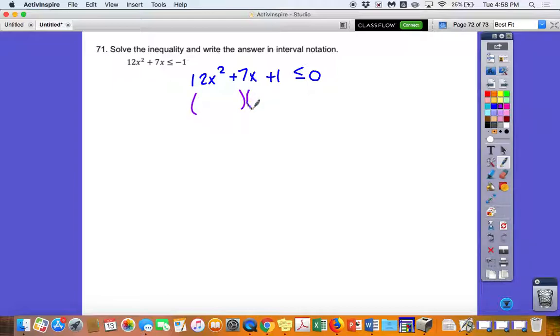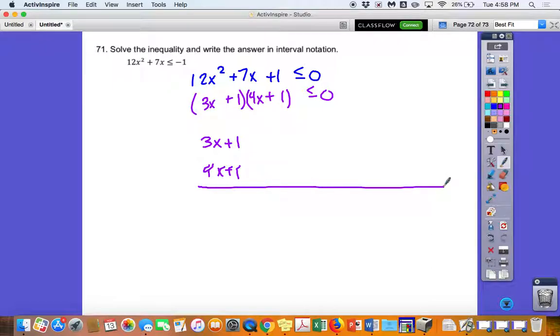So we need to factor that: two numbers that multiply to 12. That's going to be 3x, 4x. We're going to use 1s in the back, and that's the reason it works out beautifully for 7, because that gives us 4, that gives us 3, so we're good. Those are my two factors. So remember, for a sign analysis, we take our factors, we list them out, and this one goes to 0 at negative 1/3. This one goes to 0 at negative 1/4.